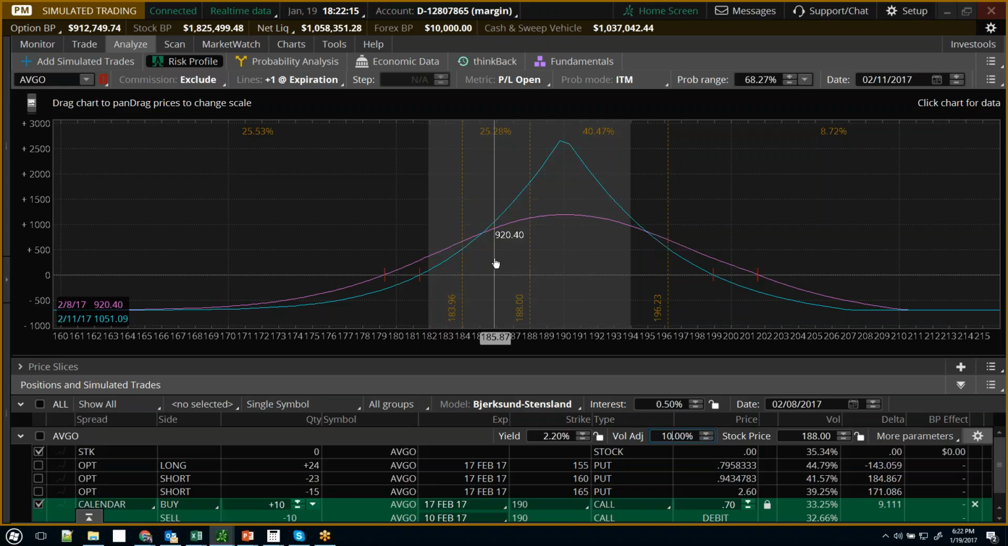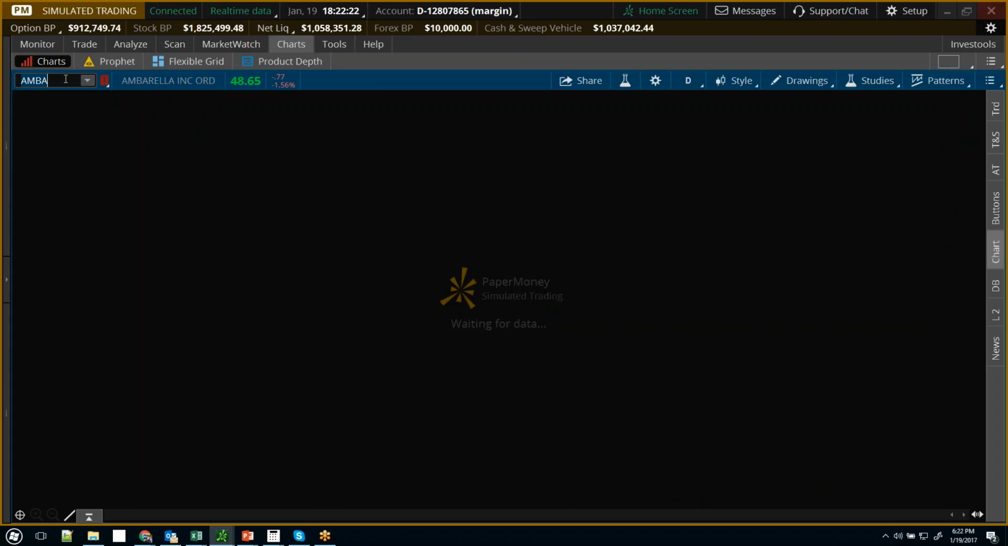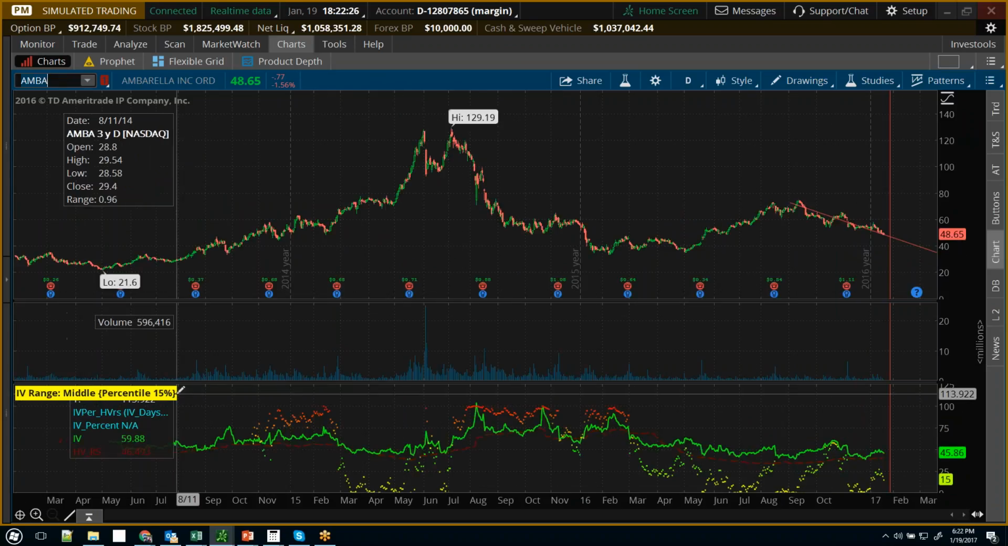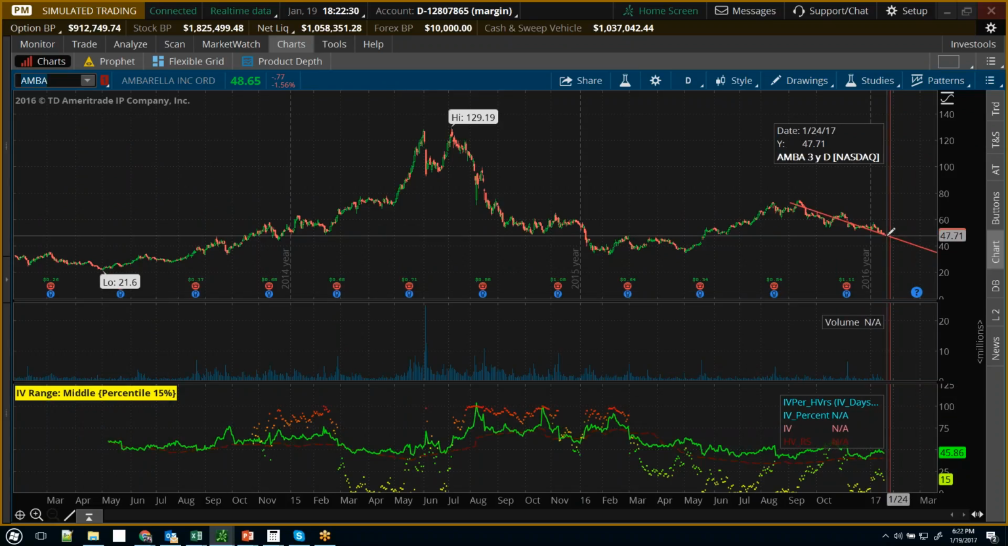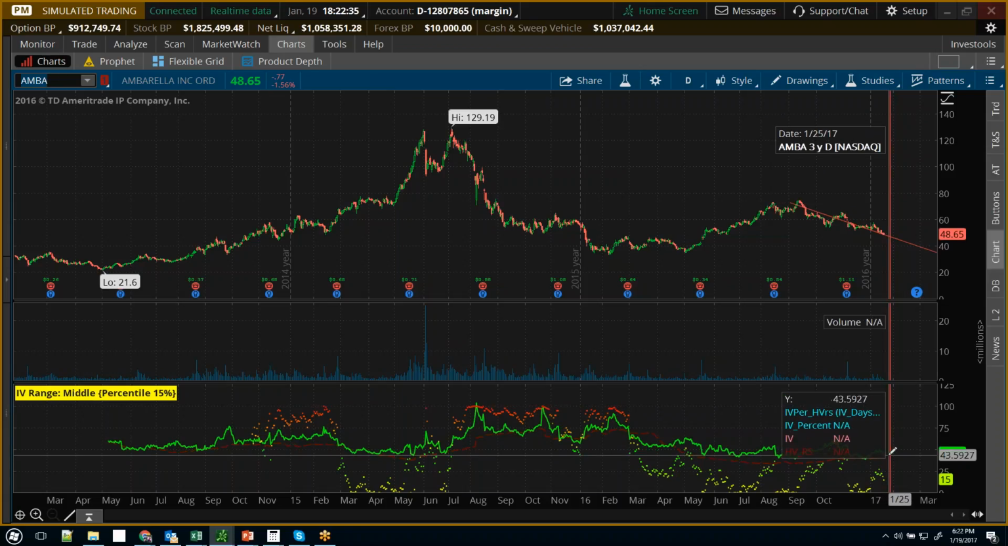In fact, I could very easily do the same exact style of trade over on Ambarella that we were looking at a second ago. Now, we're not quite at the lowest implied volatility, so I'd hesitate a bit. But here, we've got Ambarella heading down. We have an implied volatility that's at about its 15th percentile. I'd consider that a little bit high implied volatility, but not horrible.